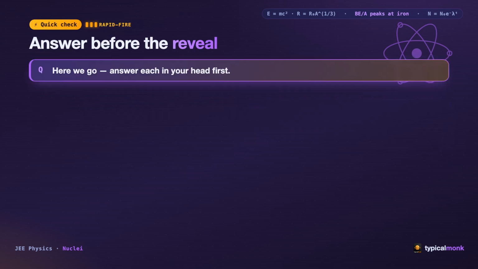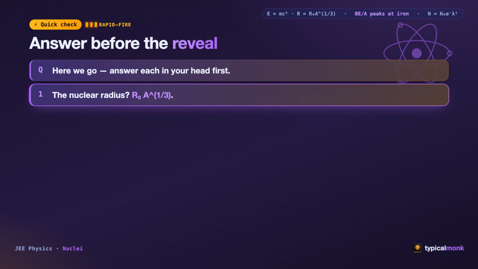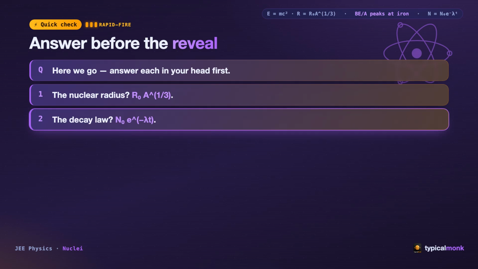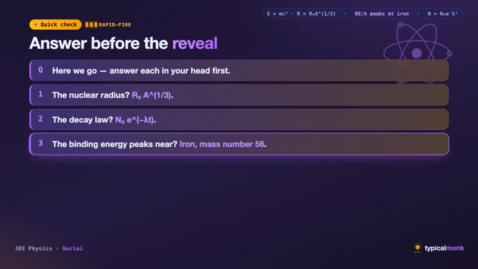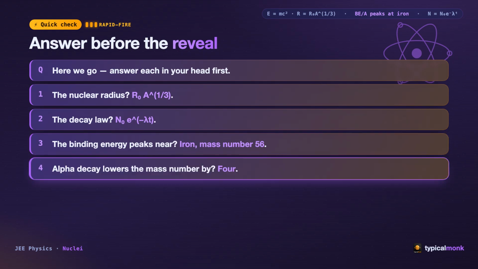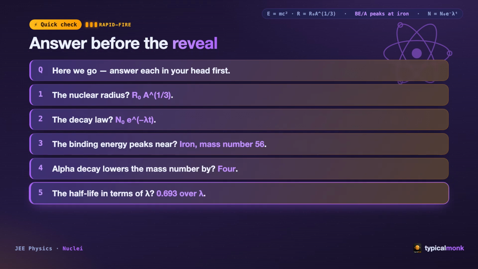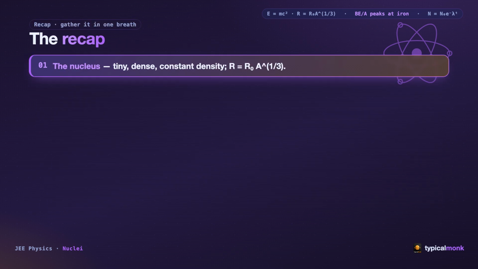Now, test yourself. Answer in your head before the reveal. That is how JEE speed is built. Here we go. Question 1: the nuclear radius, R0 times A to the 1/3. Question 2: the decay law, N0 e to the minus lambda t. Question 3: the binding energy peaks near iron, mass number 56. Question 4: alpha decay lowers the mass number by 4. And question 5: the half-life in terms of lambda, 0.693 over lambda.